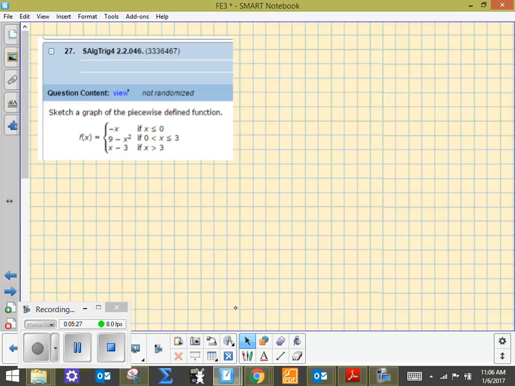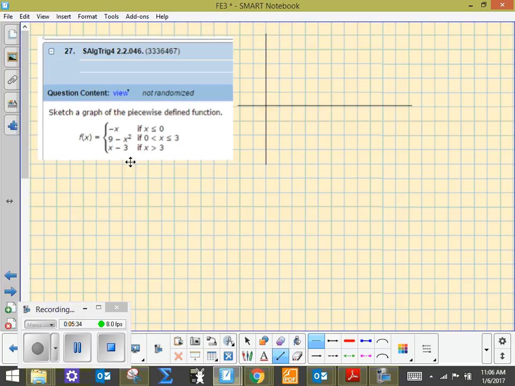These piecewise functions have always been something that we've struggled with. What you're going to want to do here is graph these for these values. So if x is less than or equal to 0, we're going to graph negative x. When it's less than or equal to 0, I'm going to try 0. Should be 0. When it's negative 1, I should be at 1. When it's negative 2, I should be at 2. If I connect those and keep going in that direction, I get that line.